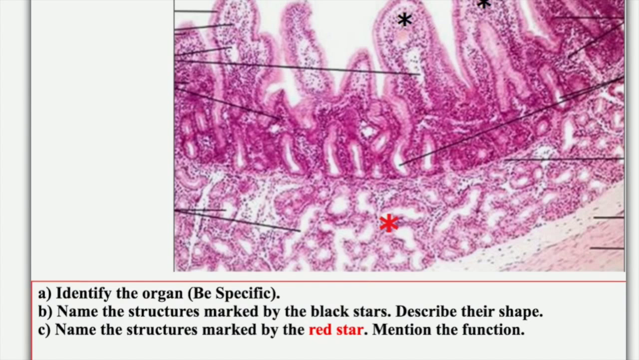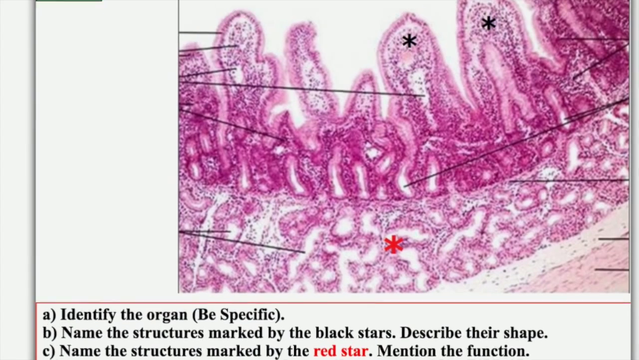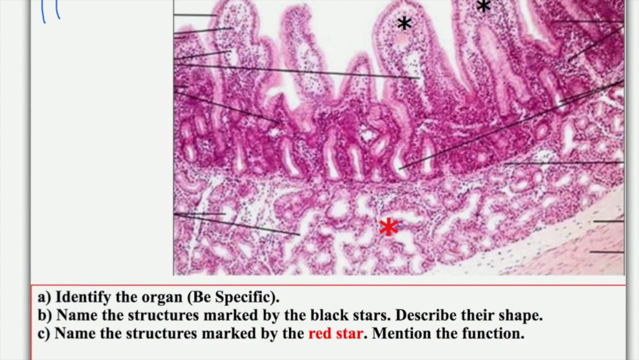Name the structure marked by the red star. These are the Brunner's glands. Mention the function: secretion of mucus. This mucus contains neutral and alkaline glycoproteins in addition to bicarbonates. This makes this secretion alkaline.